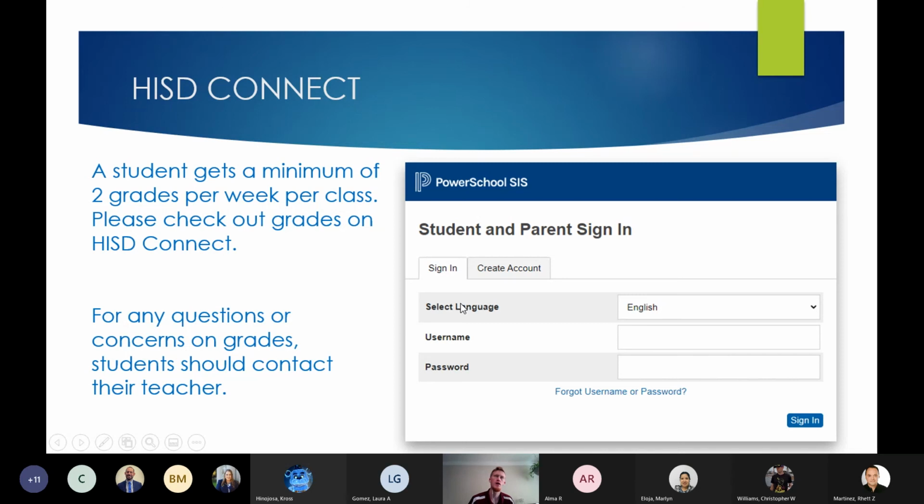With that, every class will more or less have 2 grades per week that are put into PowerSchool, and you can access these. Hopefully you all know how to do this. If you don't, you can reach out to anyone of us or anyone on the admin team, and they will gladly direct you to figure out exactly how to access these.